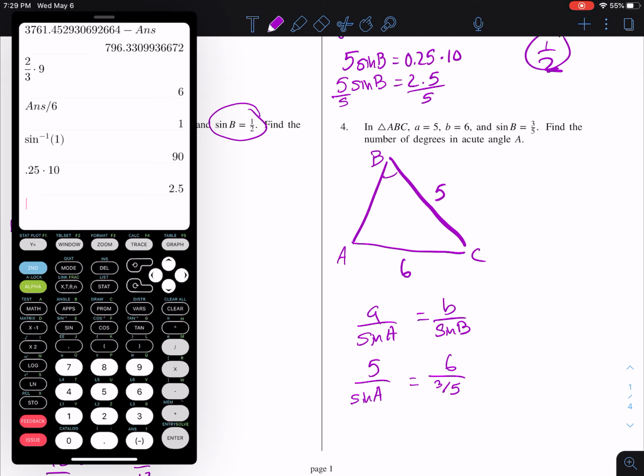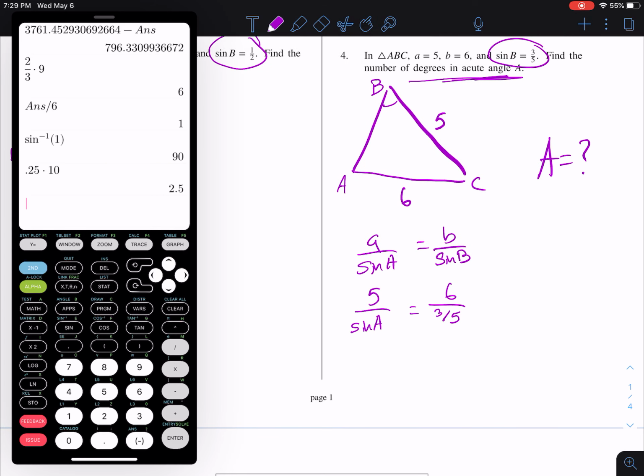Now what's very interesting here is that they gave us the sine of B as 3/5, we know that, but they asked for the number of degrees in acute angle A. They're actually asking us what A equals. They're not asking us what the sine of A equals like the other 3 questions. So we'll actually be using arc sine here.